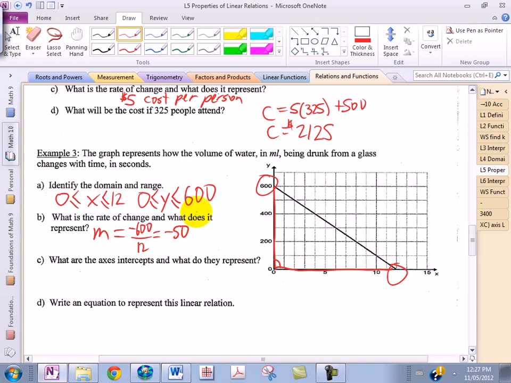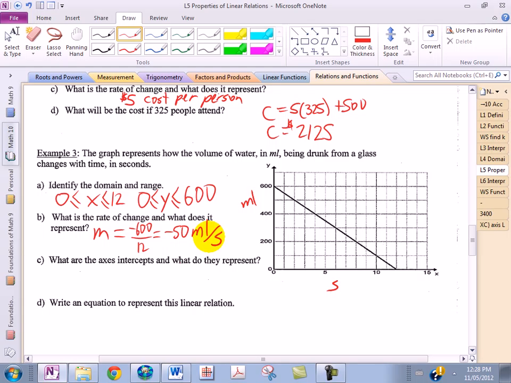Yep. Negative 50. Now, what are my units? So, milliliters per second. So, in 1 second, how many milliliters were drunk or swallowed? 50. Notice that we ignore the negative sign. The negative sign is just showing the direction of our line. In 2 seconds, how many milliliters were drunk? 100. All right. So you can use your slope to answer those questions.